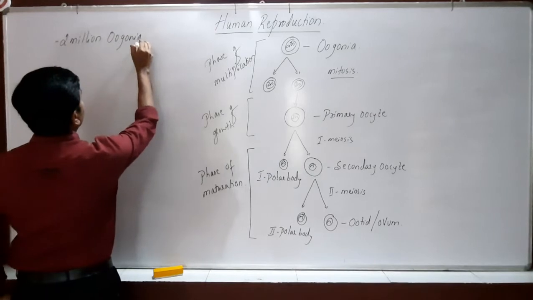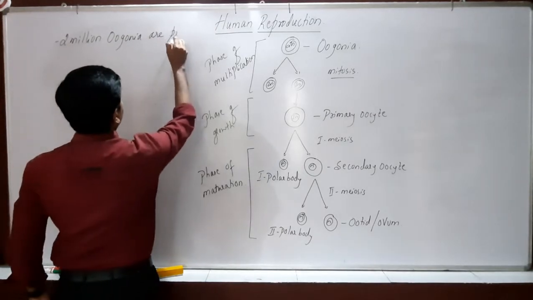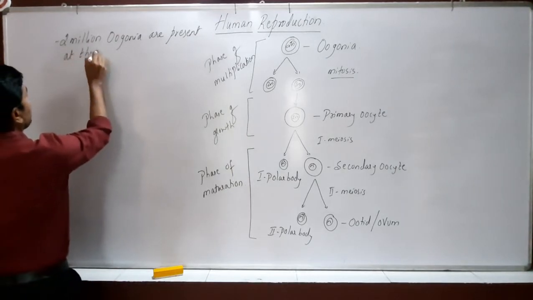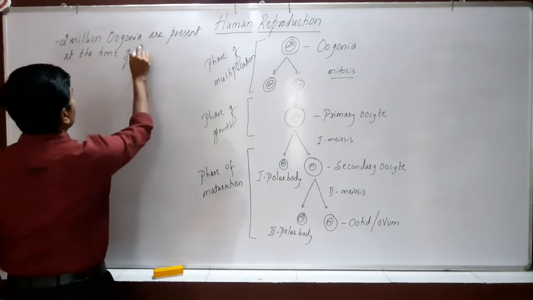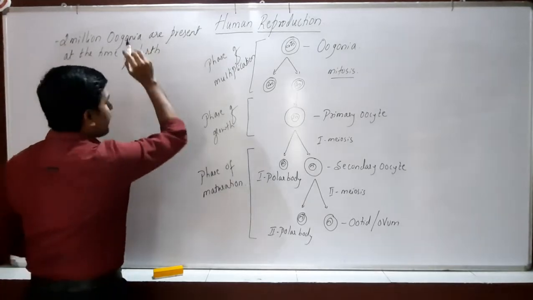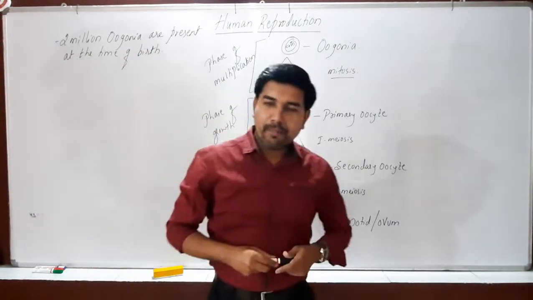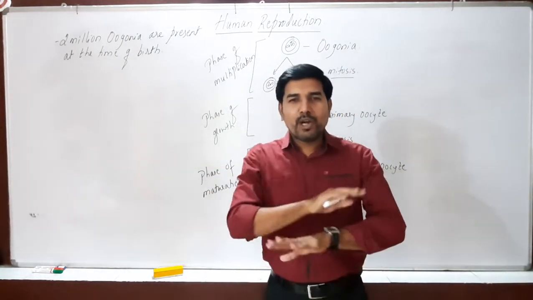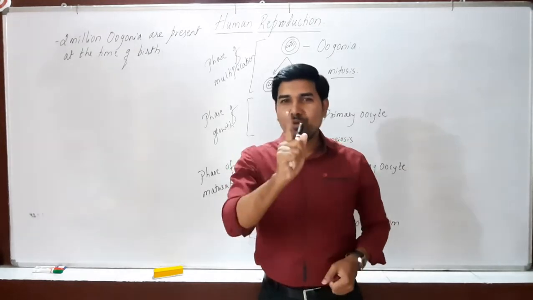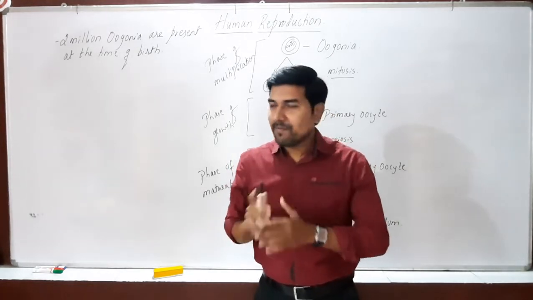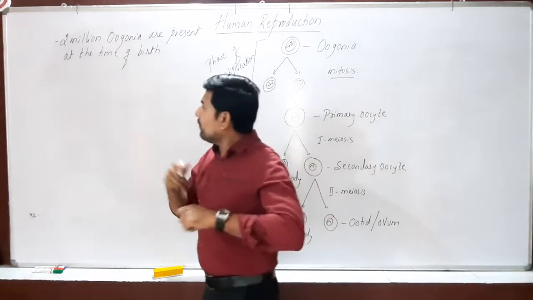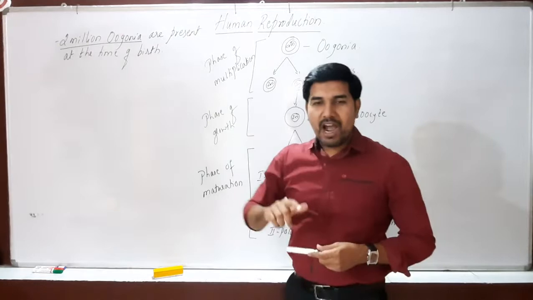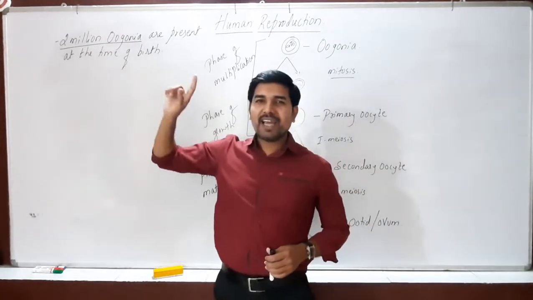So 2 million oogonia are present at the time of birth in the female baby. Now, after birth, no more oogonia are added in the ovary. Keep this in mind. During birth, 2 million oogonial cells are added in the ovary. After birth, no more oogonia are added.